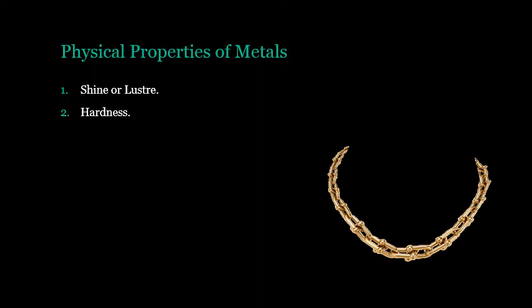As you can see in this picture, this is a jewelry which is made up of gold, and gold is a metal having so much luster. A new steel spoon or a steel plate has a shining surface. You can even see your face in it. All metals are shiny in appearance, and this shine is called luster.